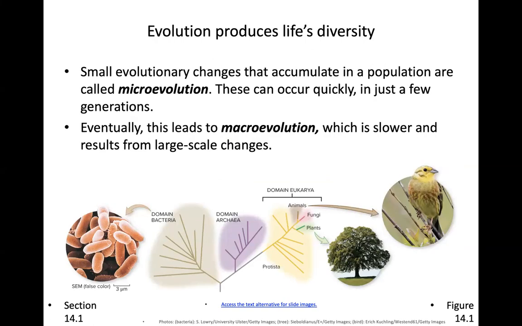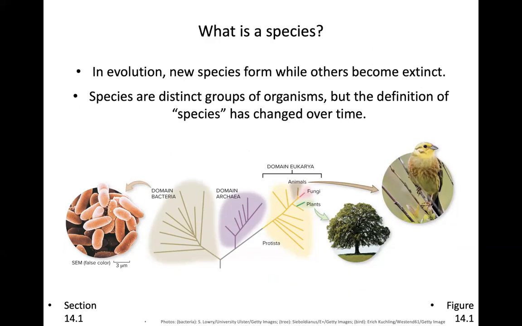So evolution produces life's diversity. Small evolutionary changes that accumulate in a population are called microevolution. These can occur quickly in just a few generations. Eventually, this leads to macroevolution, which is slower and results from large-scale changes. In evolution, new species form while others become extinct. Species are distinct groups of organisms, but the definition of species has changed over time.